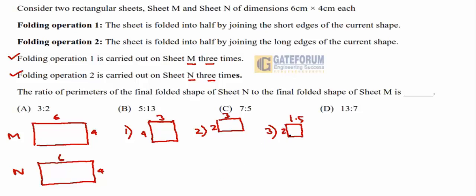So this is the case. What is the perimeter? The perimeter is twice into the addition of the length and the breadth, that is 3.5 into 2, that is 7 centimeter.